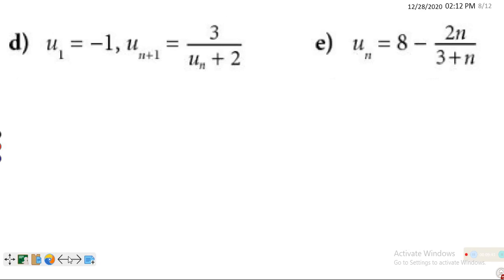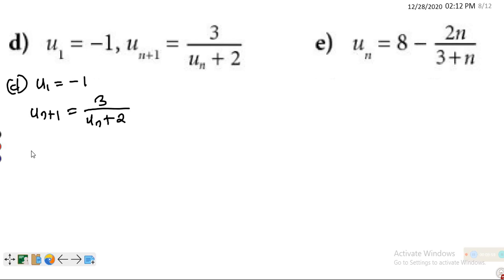Now consider the next example. We are still looking for the first 3 terms of the sequence. Consider this D: u1 equals minus 1, and un plus 1 equals 3 over un plus 2.